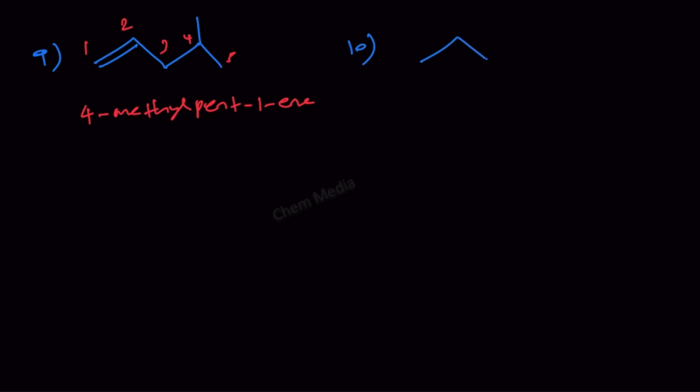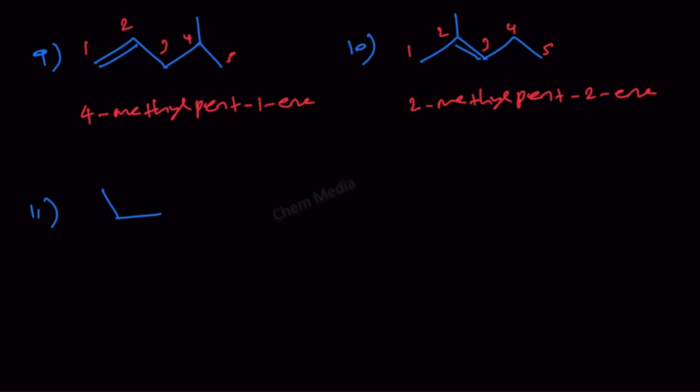1, 2, 3, 4, 5, double bond between 2 and 3, and then 1 methyl group at position 2. Here also no cis-trans isomerism is possible because on one end of the double bond we have 2 methyl groups. So the IUPAC name for this molecule is 2-methylpent-2-ene. And then number 11, we can write 3-methylpent-2-ene, but there we are going to have geometrical isomerism once again. So 1, 2, 3, and then 1 methyl group at 3 position, and then 4 and then 5, and then the double bond between 2 and 3.